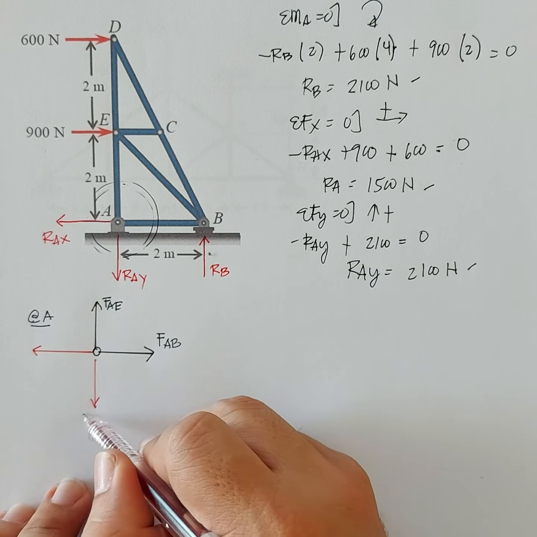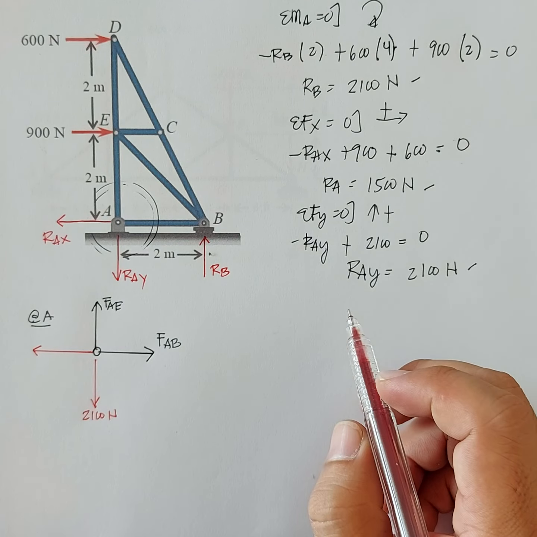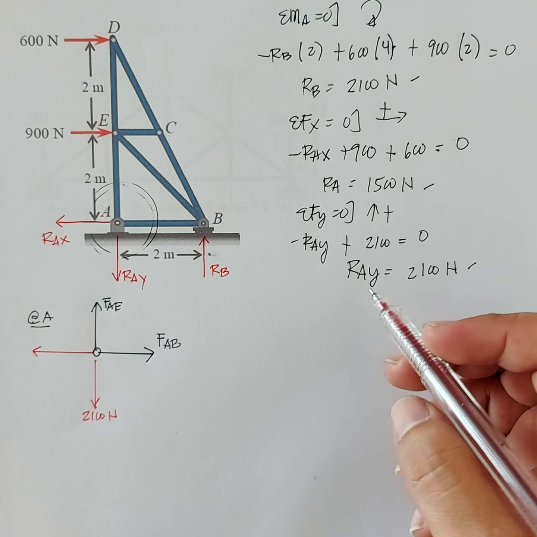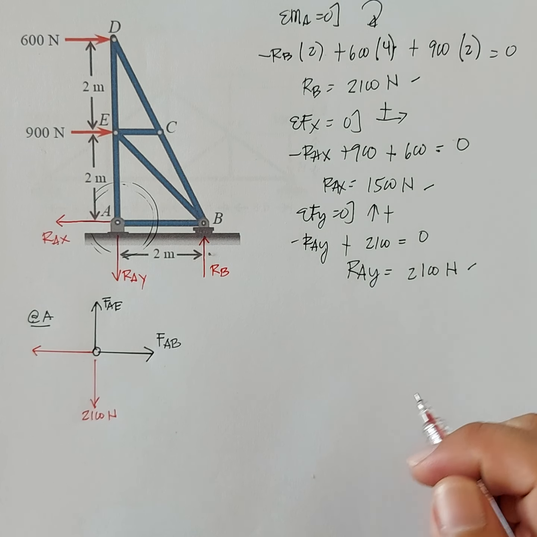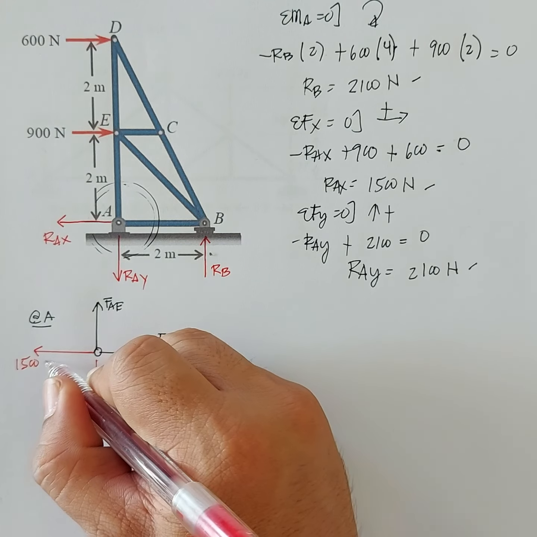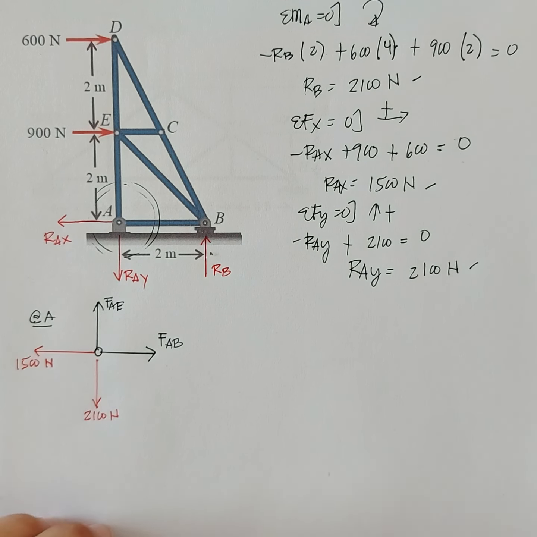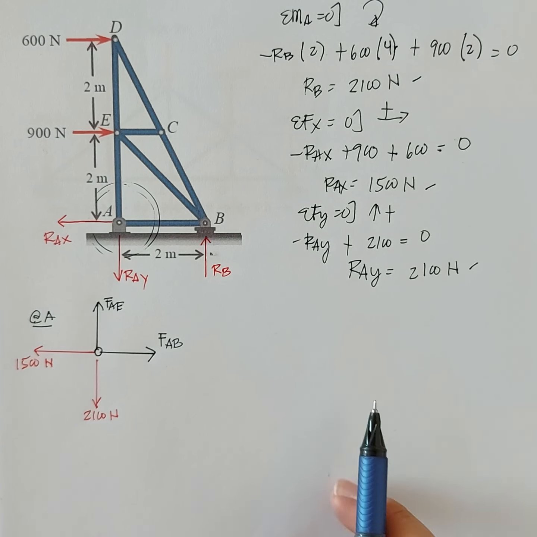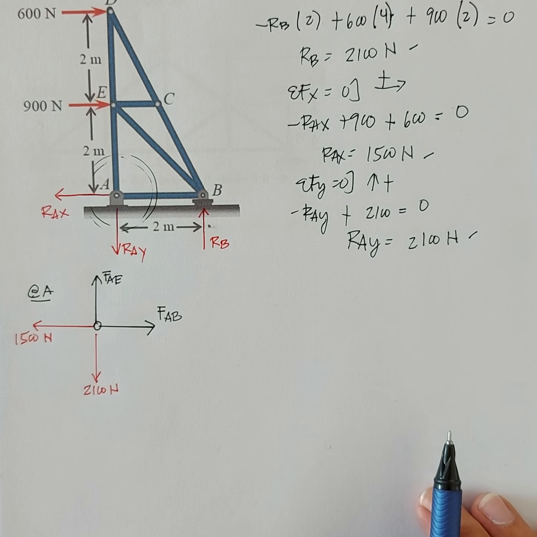Our AY is 2,100 newtons. And then our AX is... this should be our AX, 1,500 newtons. And then apply the conditions of equilibrium. Dalawa lang naman, no? So, summation of forces, wait lang.